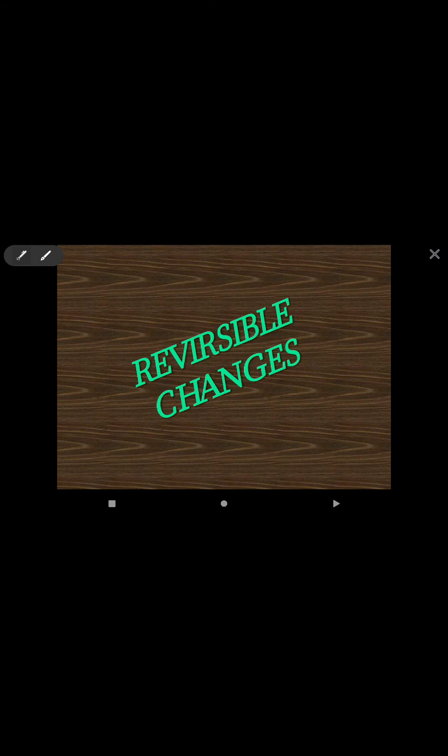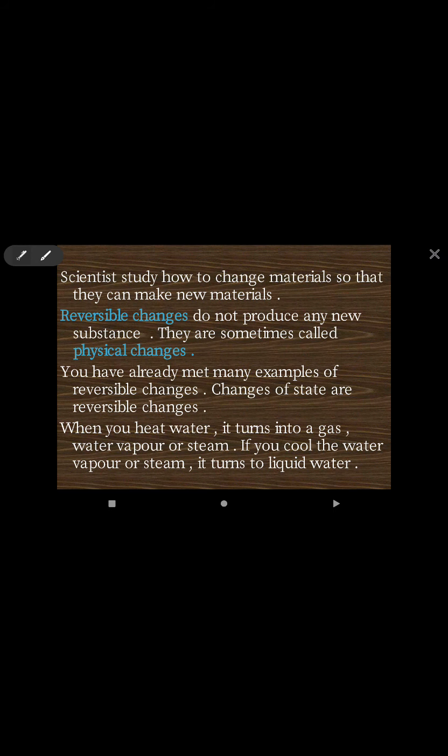Today we'll start with the reversible changes. Scientists study how to change materials so that they can make new materials. Reversible changes do not produce any new substance. They are sometimes called physical changes. You have already met many examples of reversible changes. Changes of state are examples of reversible changes.